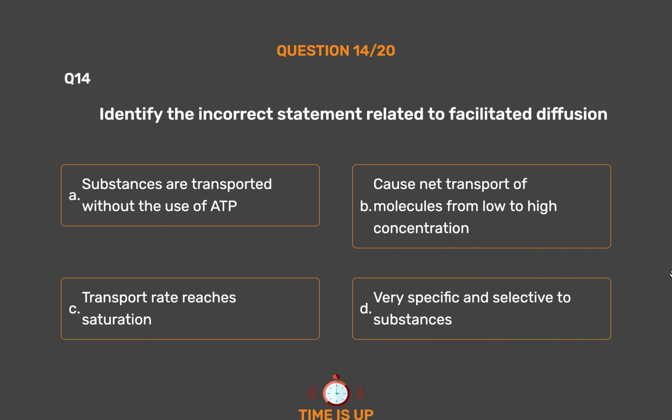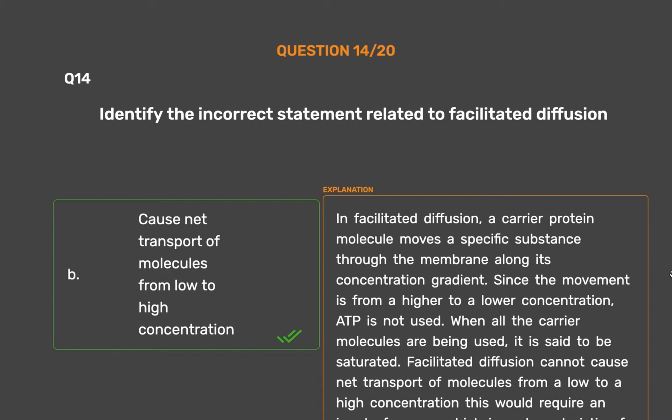The correct answer is option B. Cause net transport of molecules from low to high concentration. In facilitated diffusion, a carrier protein molecule moves a specific substance through the membrane along its concentration gradient. Since the movement is from a higher to a lower concentration, ATP is not used.